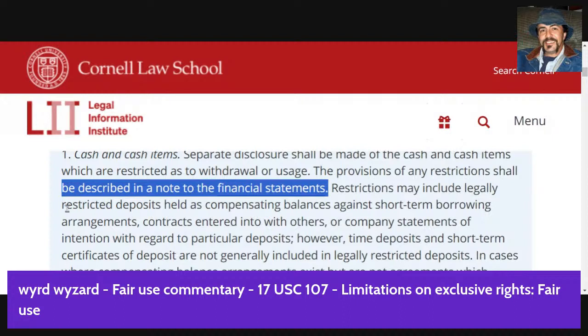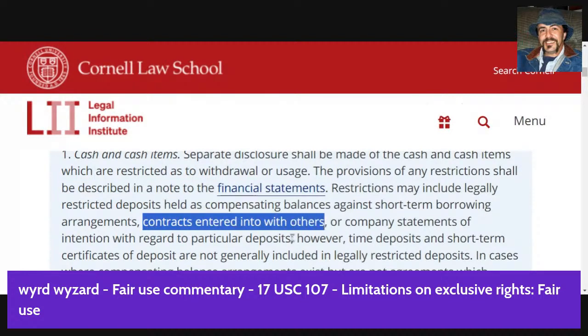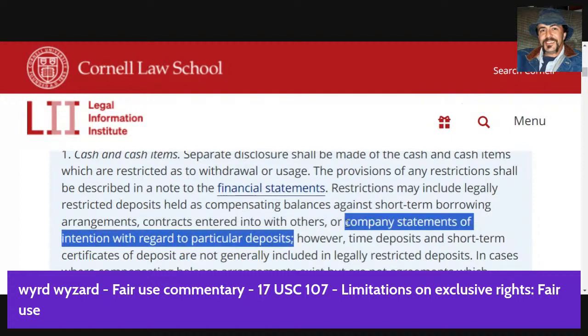Restrictions may include legally restricted deposits held as compensating balances against short-term borrowing arrangements, contracts entered into with others, or company statements of intention with regard to particular deposits. See, the company has statements of their intention with regard to particular deposits, but they don't have a matching statement of intent from a mom or a dad stating their intent of making that deposit. See, the company doesn't make the deposit. They receive the deposit. It is deposited with them.